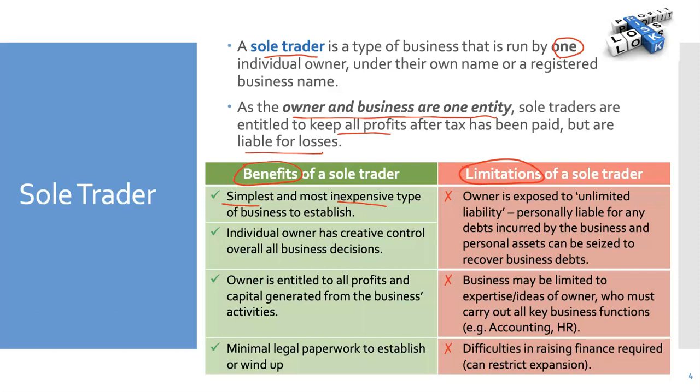These are some important terms to have in your written responses. Because there is just one owner, this individual owner has creative control of all the business decisions. There might be a disadvantage to that, and we'll go into that, but to have all of the creative control is an advantage. There's not going to be disagreements. If you want to do something as a business owner, you get to do it. The other advantage is that the owner is entitled to all the profits generated. So if you make $1 million of profit after tax, the business owner gets to keep it. And because it is the simplest and least expensive to set up, there is minimal legal paperwork to establish or wind up, which means close the business.